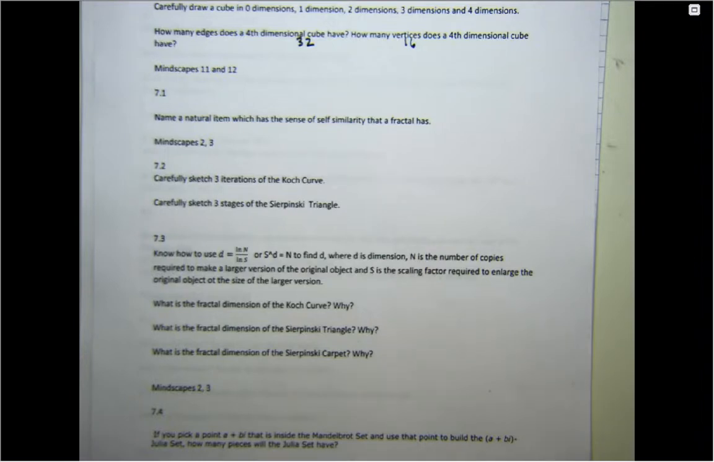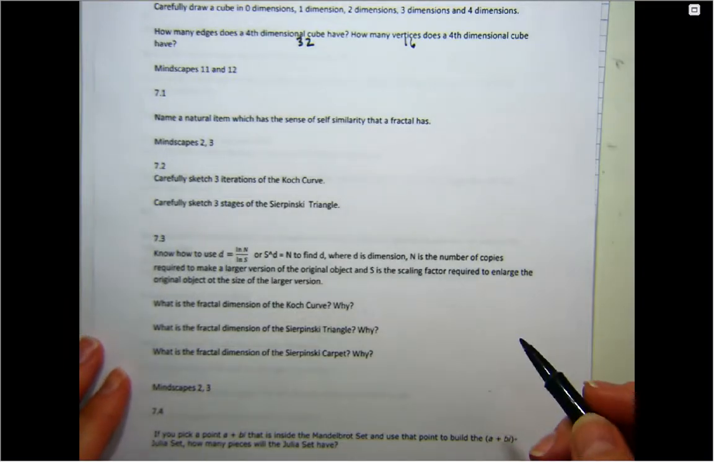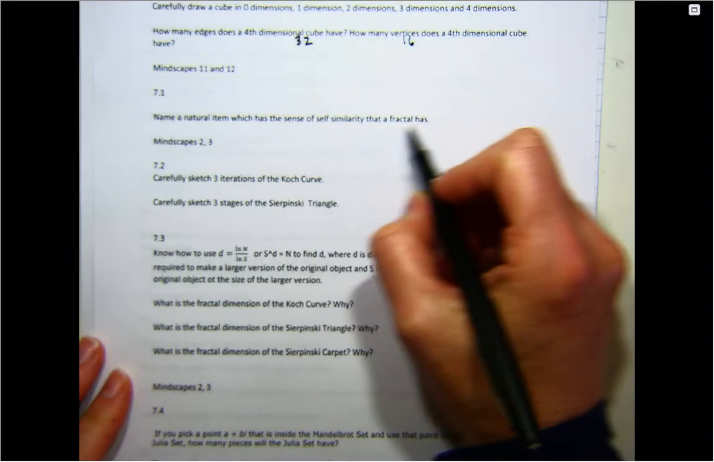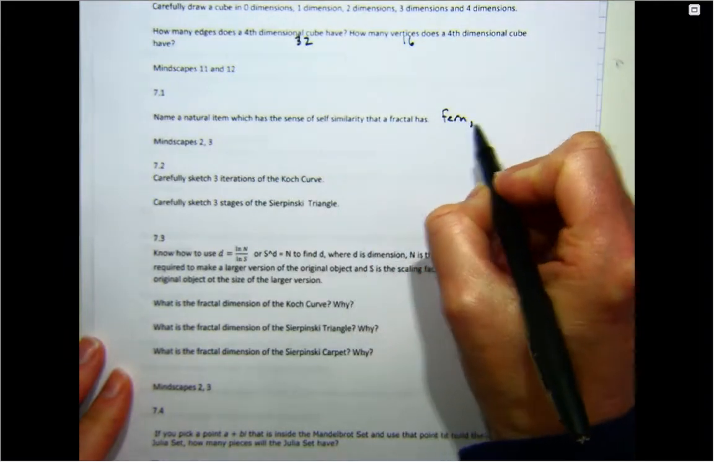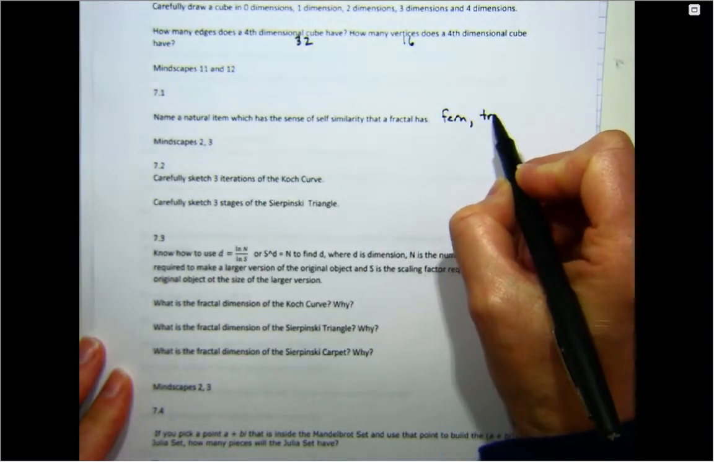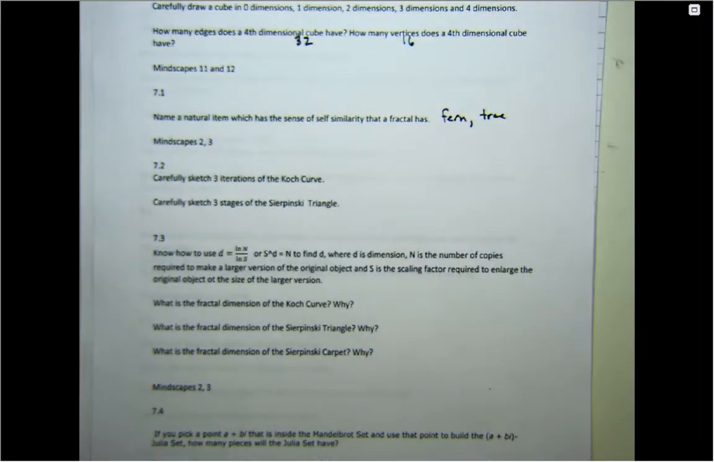Well, that brings us to 7.1. Did you come up with some natural items that have this sense of self-similarity that a fractal does? What was one of them? A tree branch or a fern leaf. A fern or a branch? Or even the tree itself, because then the branch looks like the tree. Great. Good examples. Let's see, Mindscapes 2 and 3, did you have to circle parts that look self-similar? I think Mindscape 3 was circling the parts that look similar to the whole, the reduced version of it.